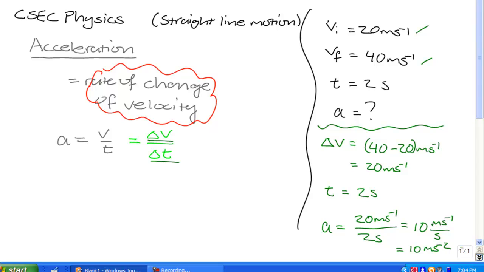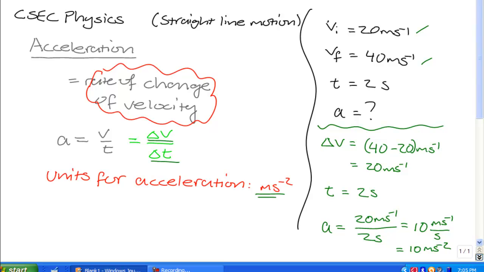So, and I want you to take careful note of this. Units for acceleration are meters per second squared. Right? And this is very important, so make careful notes of that.